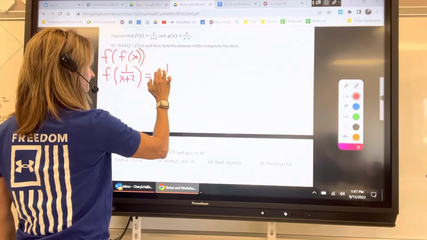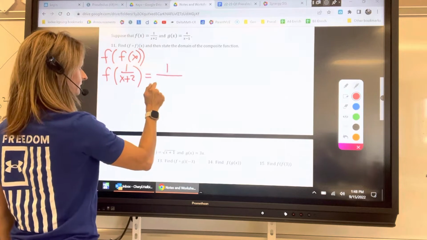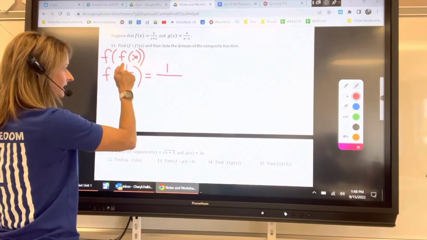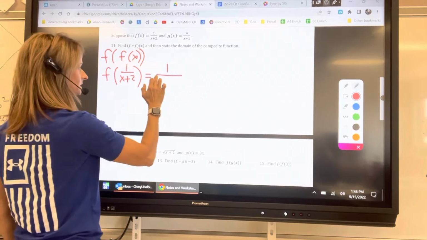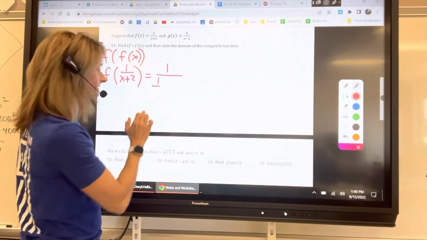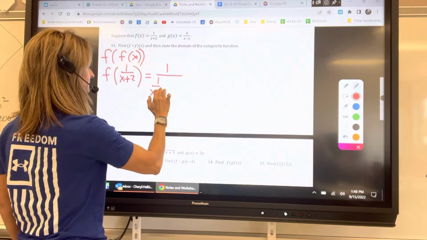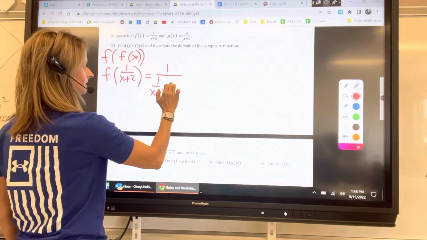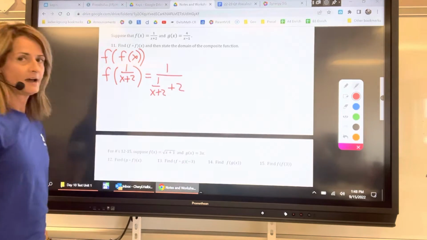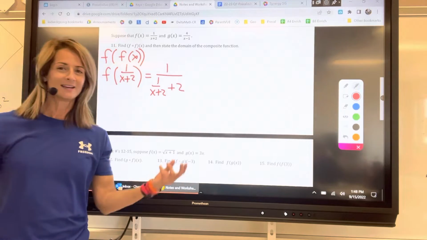Our equation for f of x is 1 over x plus 2. But our new x is now 1 over x plus 2. So 1 over 1 over x plus 2, that's our new x, plus 2. Now, tricky part. Algebra.